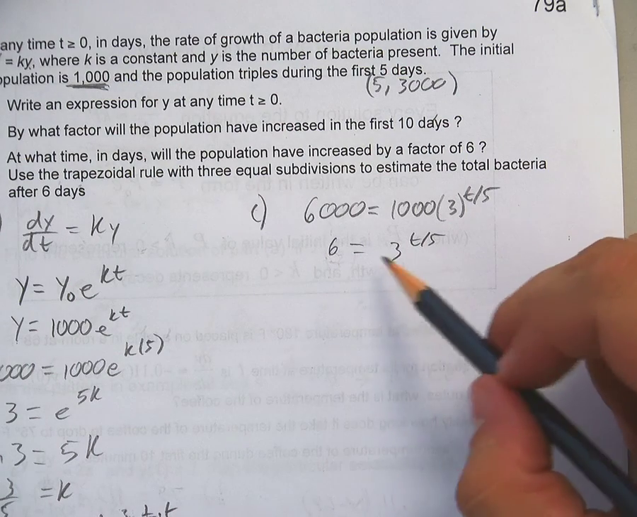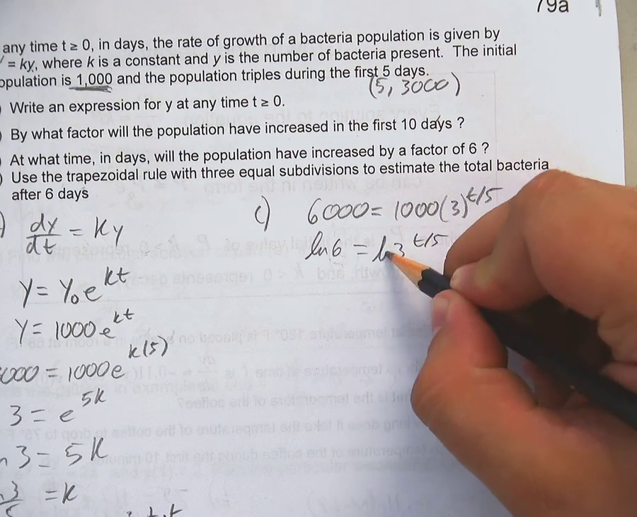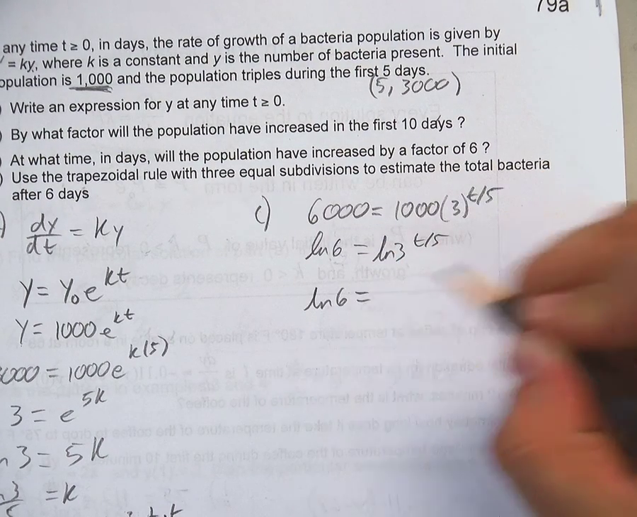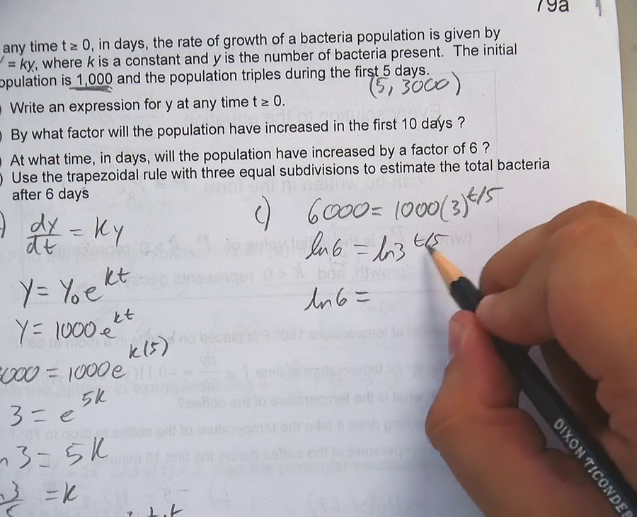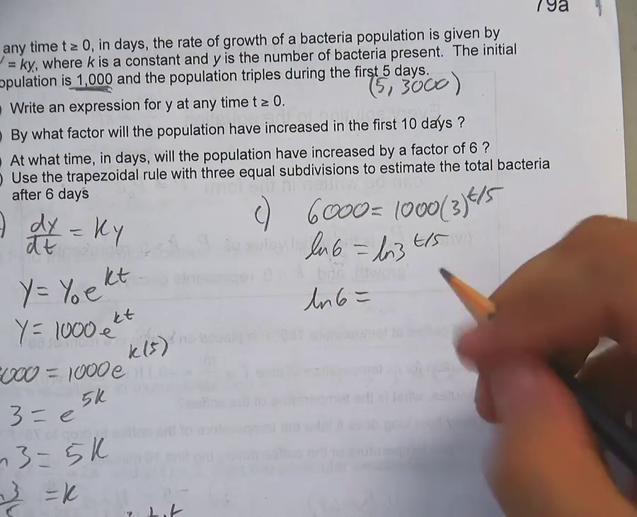And we'll have to get rid of this joy of joys. We'll have to natural log both sides. So the natural log of 6 is equal to, and we have to use a law of exponents, a property of logarithms, rather.